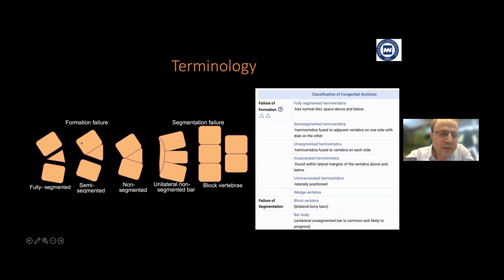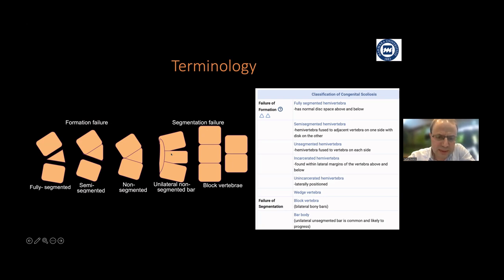Formation failure: we can have a fully segmented hemivertebra. Fully segmented means we can see discs at the adjacent levels, superior and inferior. This is fully segmented. And this is a semi-segmented hemivertebra. There is a disc space, but there is a fusion area. This is semi-segmented formation failure. And this is non-segmented. There is a fusion at the upper level and the lower level. And there are segmentation failures.